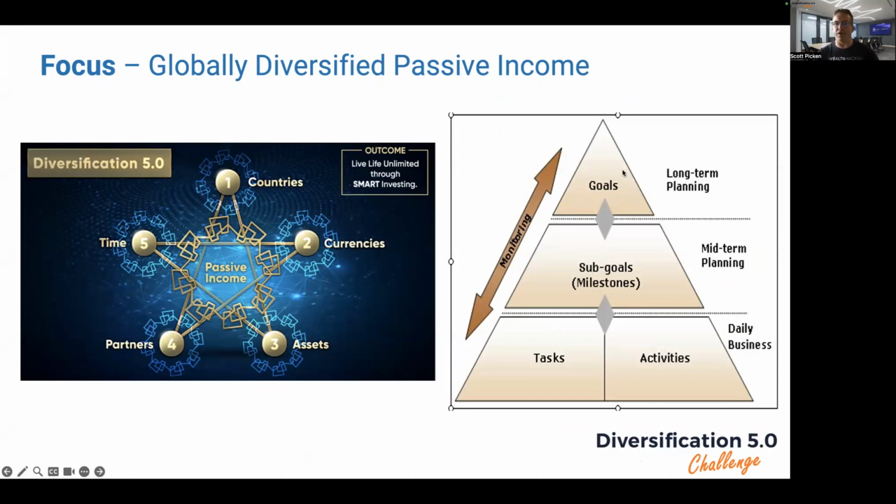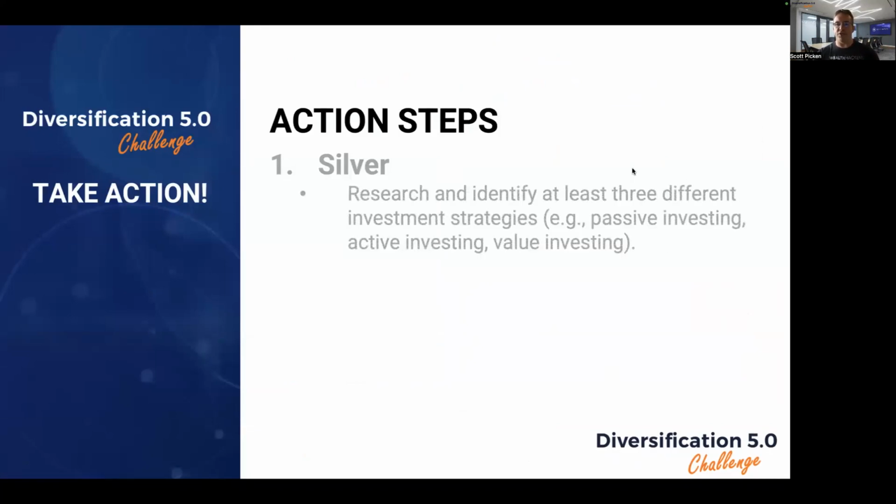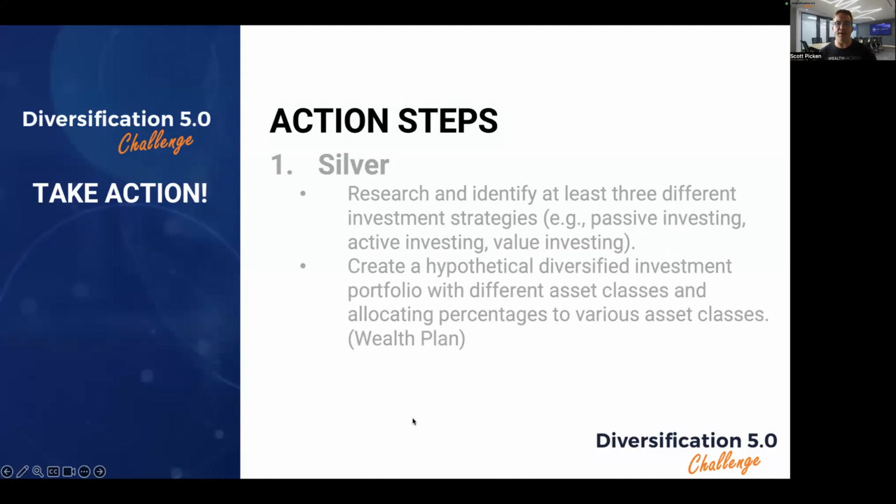Now, remember, if you've got a hairy, audacious goal, like globally diversified passive income, you need to break that down into sub-goals and finally into tasks and activities. So just to remind you of your activities from yesterday. The first one was to research and identify at least 3 different investment strategies: passive investing, active investing, and value investing. The second was to create a hypothetical diversified investment portfolio with the different asset classes and allocate the percentages to the various classes.